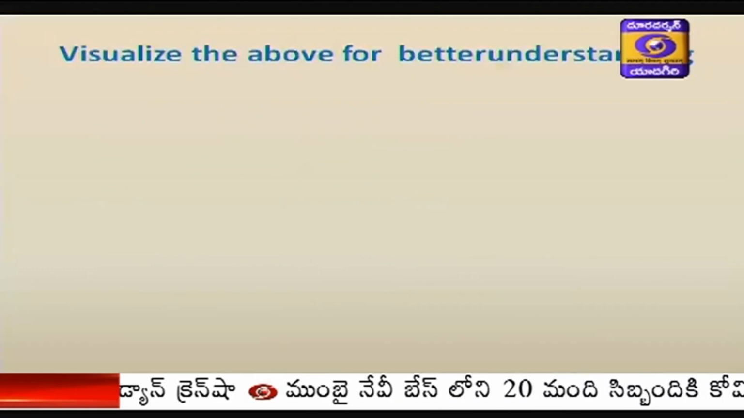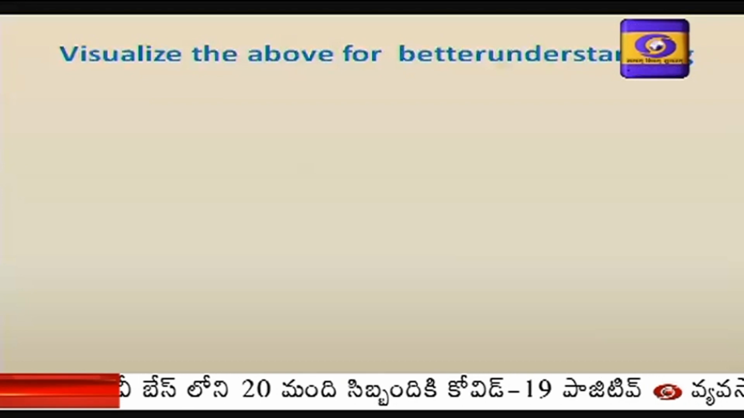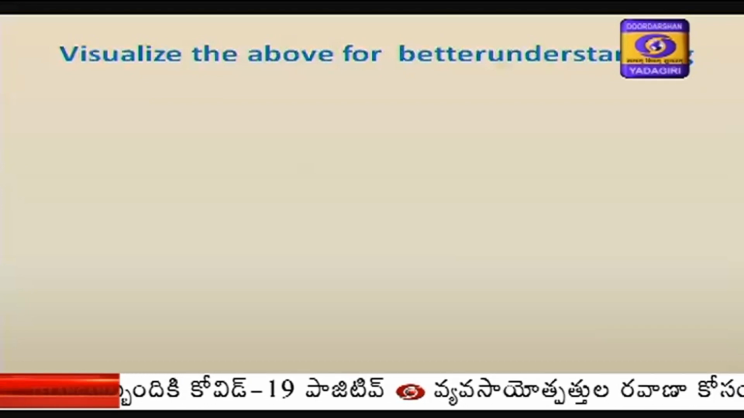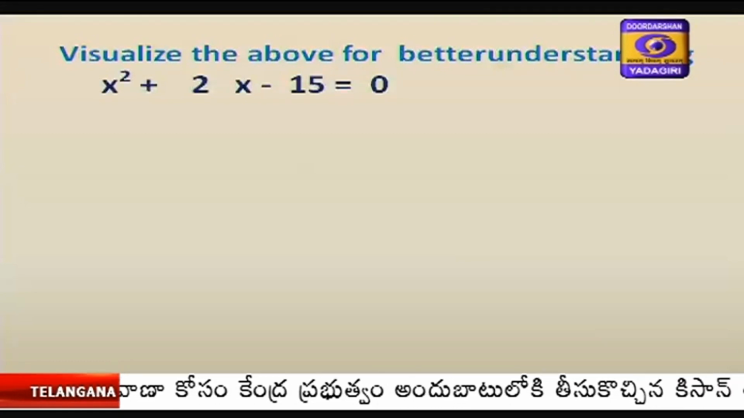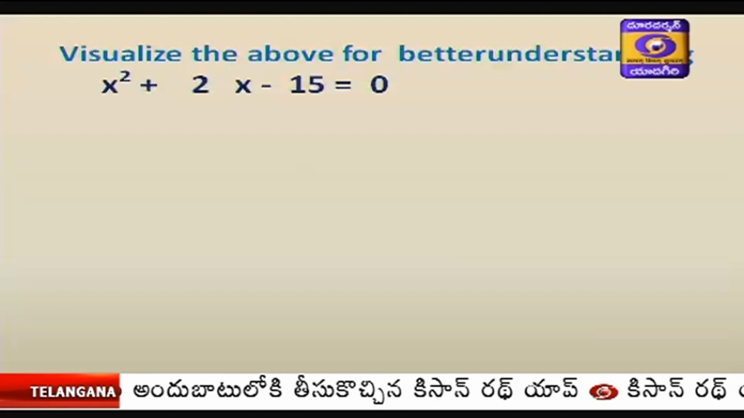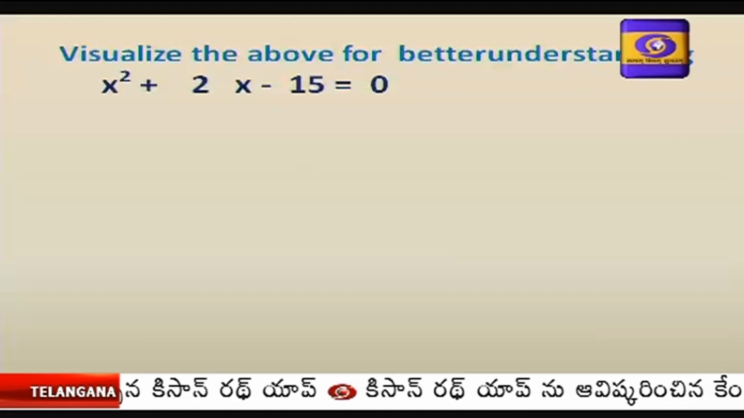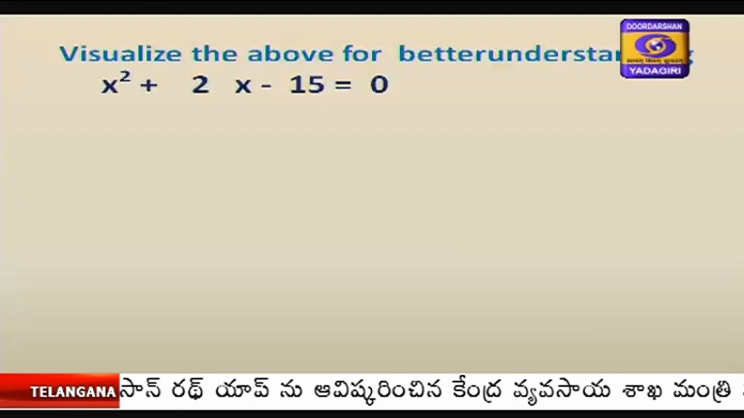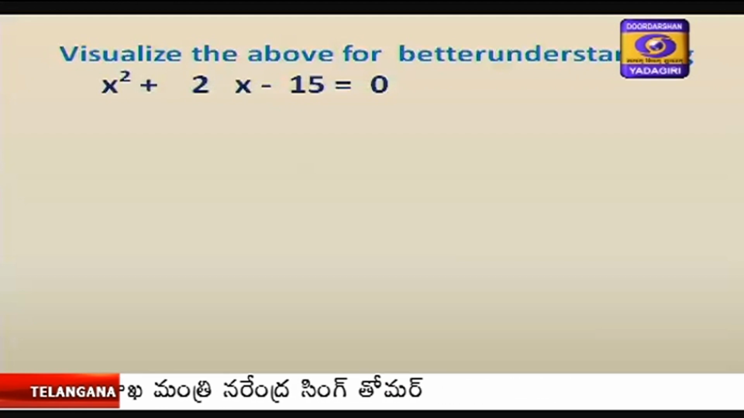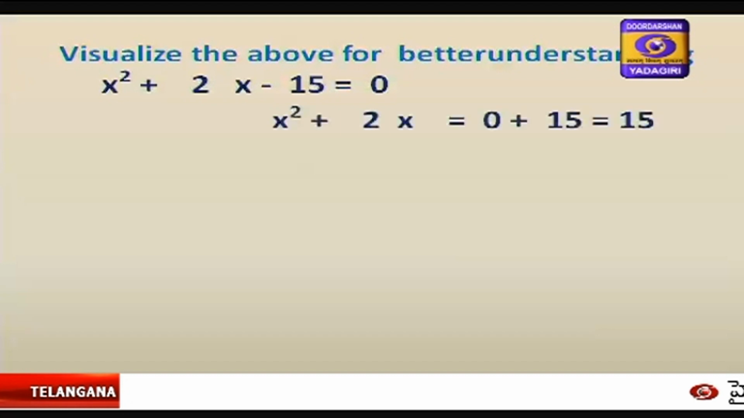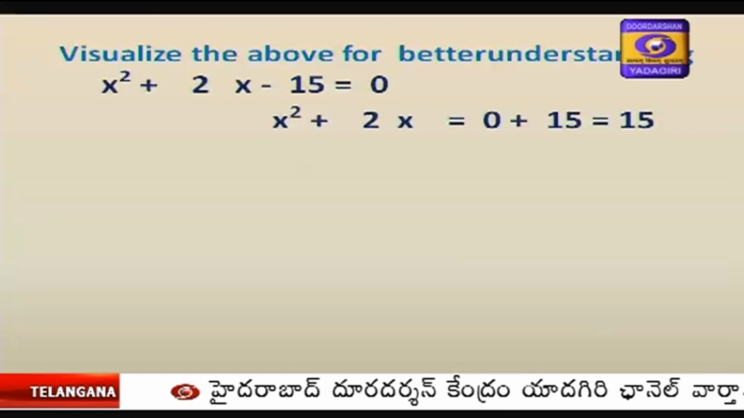Visualize the same before for your better understanding. Observe carefully on the screen. What I am doing is, I am considering the equation x square plus 2 x minus 15 equals to 0. Then what I said in the first step, we have to divide the entire equation by the coefficient of x square. Here the coefficient of x square is only 1. So, no need of dividing. The next step is sending the constant term to the right hand side. It becomes x square plus 2 x equals to 0 plus 15 is equals to 15.